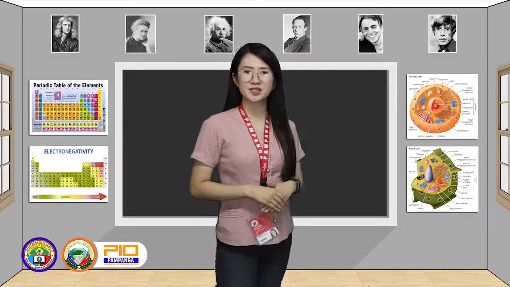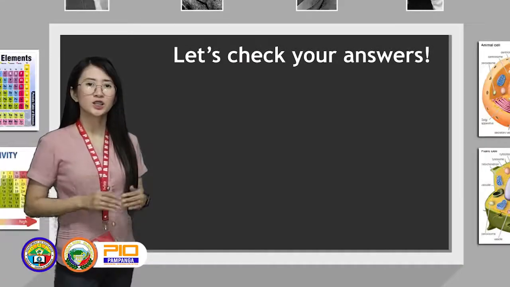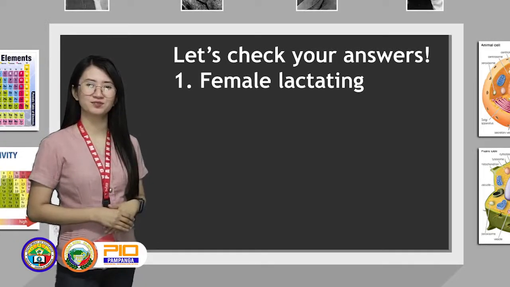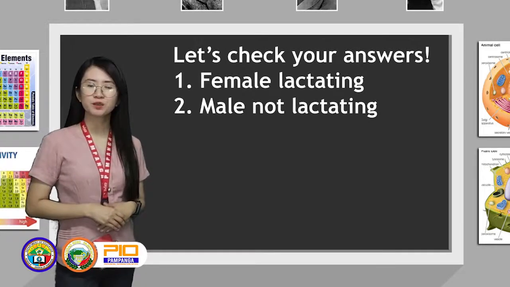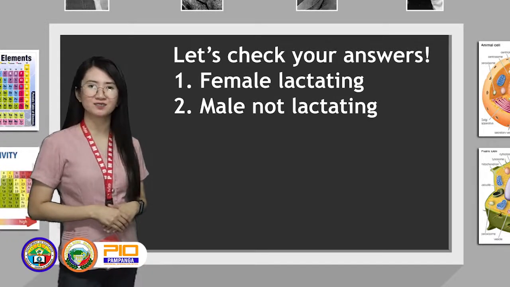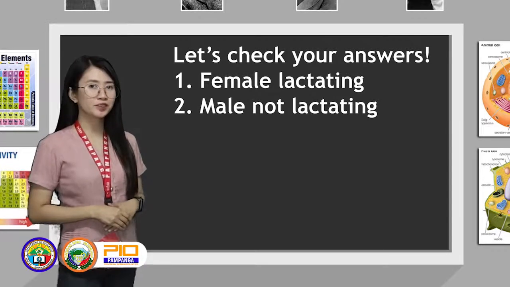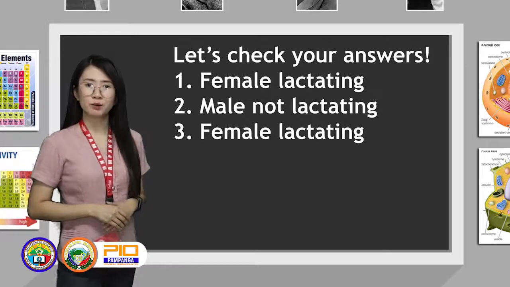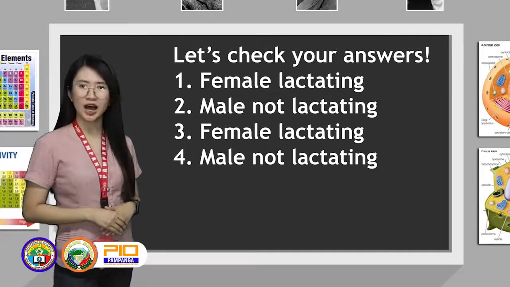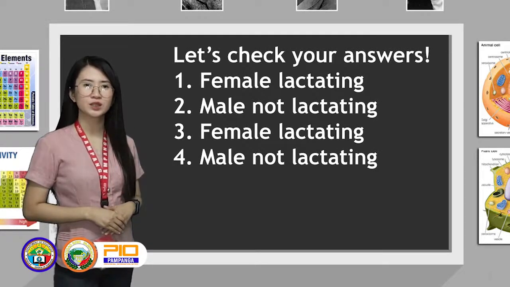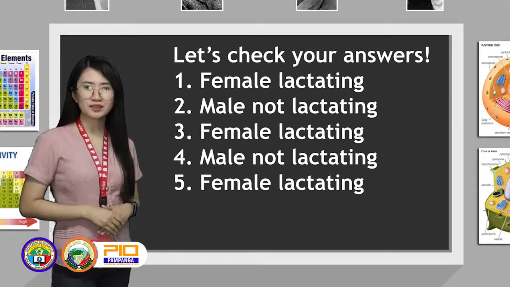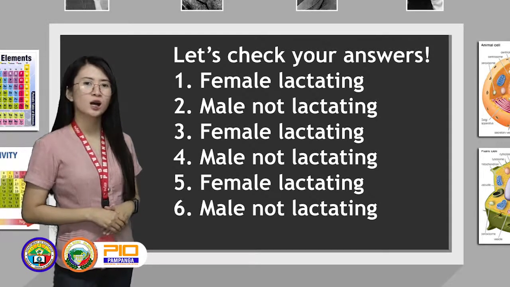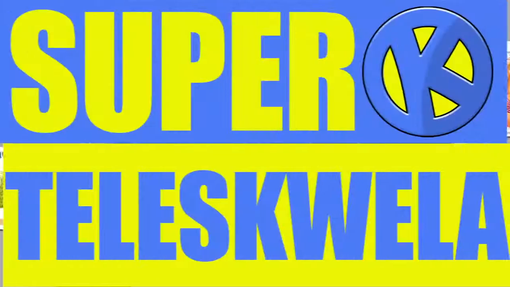Let's check if we got the answers correctly. Number 1, the answer is female lactating. Number 2, male not lactating. Number 3, female lactating. Number 4, male not lactating. Number 5, female lactating. And number 6, male not lactating.